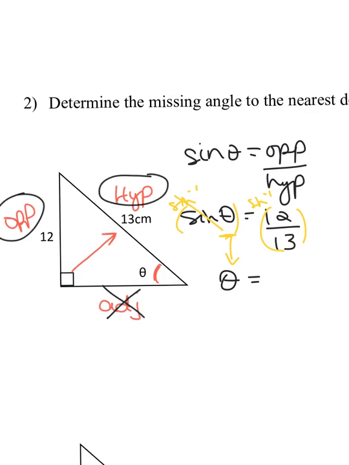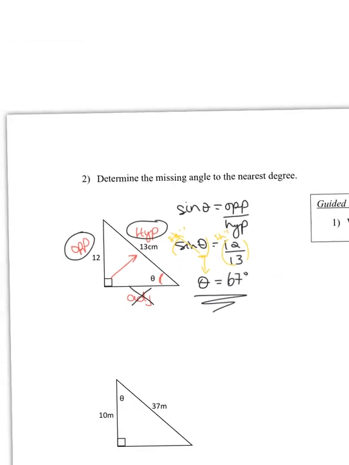And on your calculator, we're going to get 12 divided by, sorry, not 3, 13. And then second sine, and I get 67.38 or 67 degrees. We're going to go to the nearest degree. So that's my angle there. Okay, let's try another one.